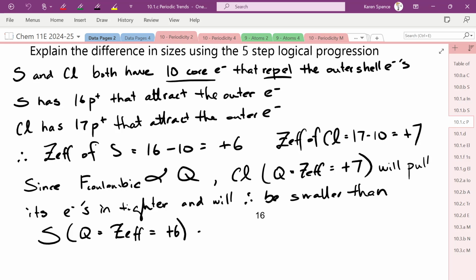This is just a possible answer. Do you know what I mean? But there's other ways of writing it too. And in fact, I have another one that I'm going to show you because everyone was like, can we not just do it using that logical 5-step progression? So I actually wrote one up on the logical 5-step progression. So we'll show you that one as well.